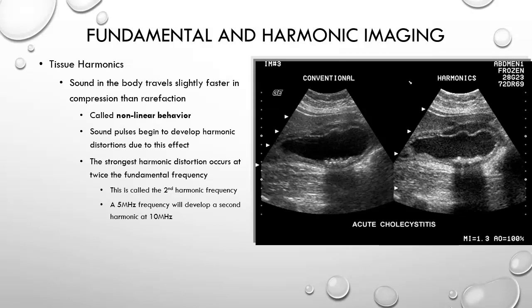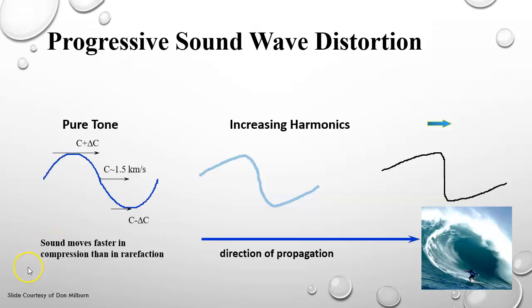So if we're scanning at 5 megahertz, the second harmonic frequency is 10 megahertz. Okay, that is where the fundamental frequency doubles. That is where the strongest effect of this harmonics occurs. It also occurs at 15 and 20 and other multiples in there, but it is strongest at the doubling, at the second harmonic frequency.